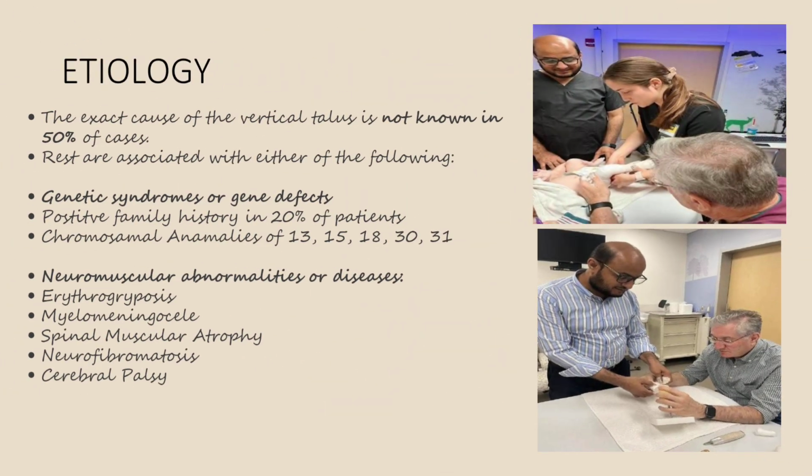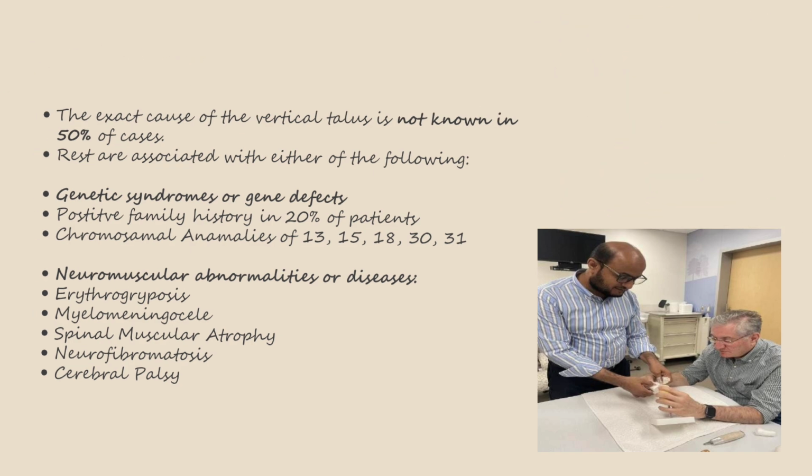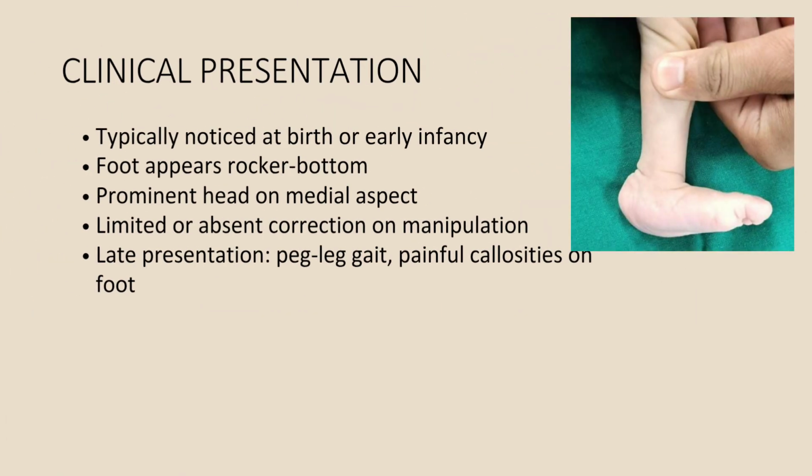The exact etiology is not known, but 50% of cases are associated with contracture of the extensor digitorum, extensor hallucis, and tendo Achilles. Genetic syndromes with gene defects on chromosomes 13, 15, 18, 30, and 31, and a positive family history in 20% of cases. There are associated neuromuscular abnormalities like arthrogryposis, MMC, spina bifida, and cerebral palsy, sometimes neurofibromatosis. Therefore, a clinical, neurological, and genetic workup is required.